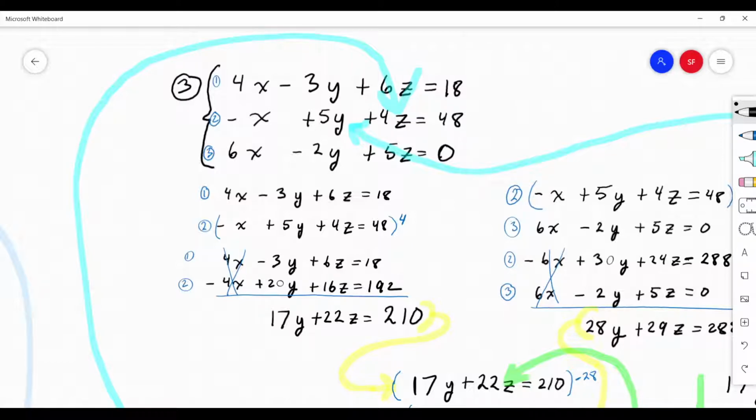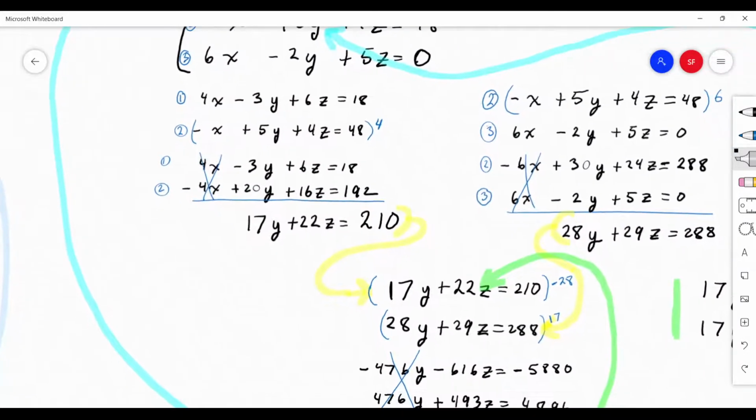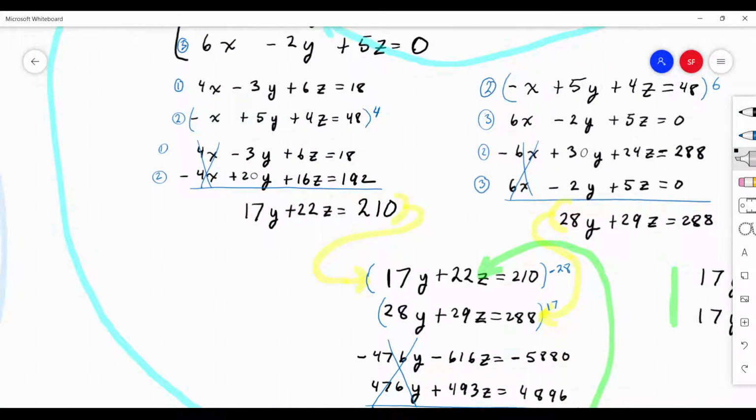So we started out with the problem, and then we did equations number 1 and 2 and eliminated the x's. So I multiplied the second one times 4, right? And ended up with this equation. And then we eliminated the 4x's and ended up with 17y plus 22z equals 210. This is actually the first mistake I made. I accidentally wrote negative 20 right here for some reason.